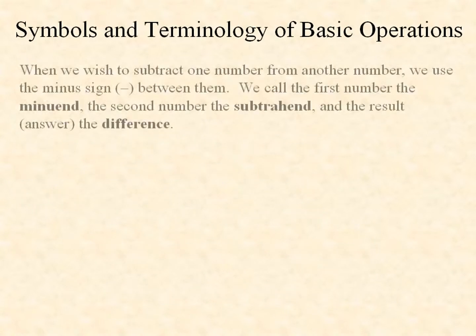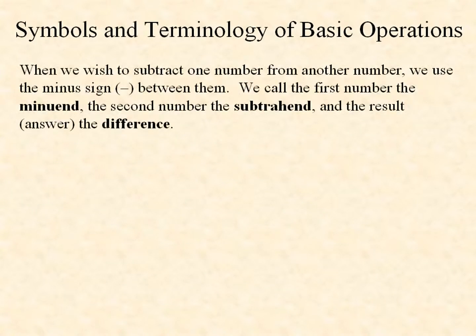When we wish to subtract one number from another number, we use the minus sign between them. We call the first number the minuend, the second number the subtrahend, and the result the difference. For example, find the difference, 9 minus 5.